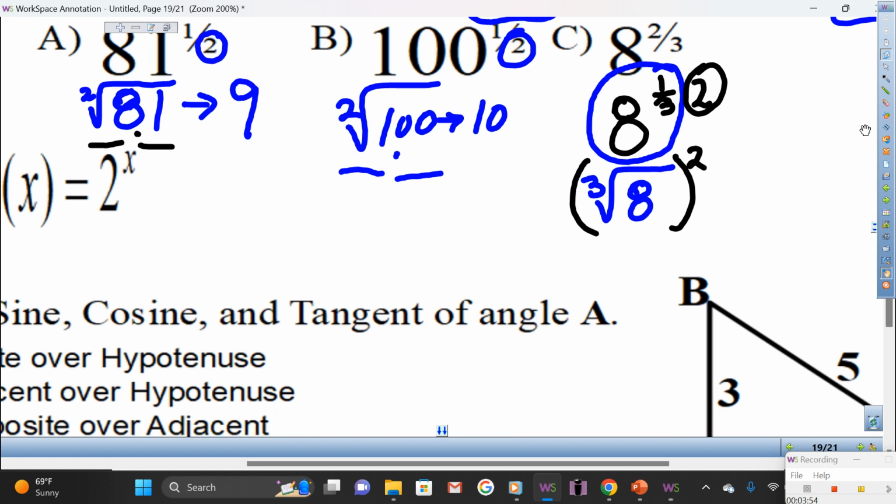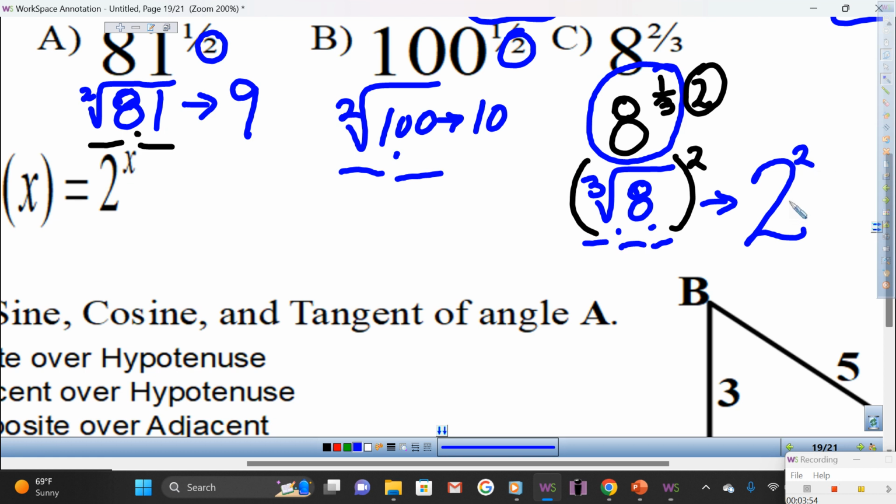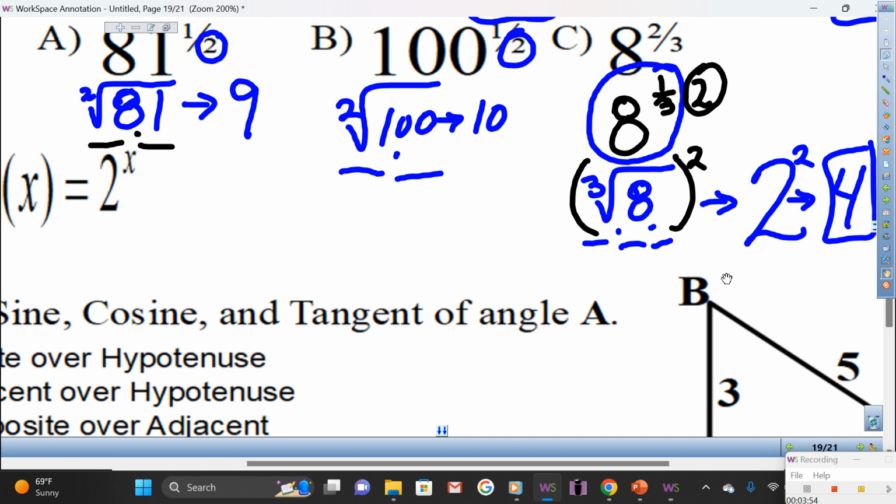So what is cube root of 8? What does that mean? It means what number times itself 3 times gives us 8? What is that number? 2 to the exponent of 2, which is 4. Woo-wee! Fun stuff, right? Am I right? Am I right? All right, number 4.